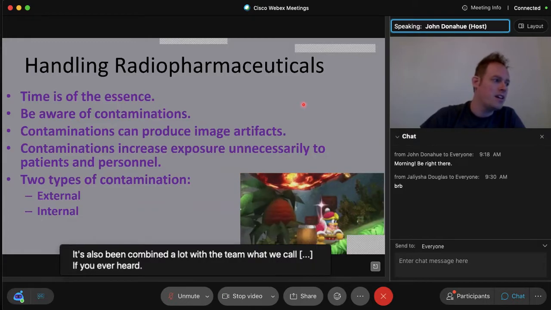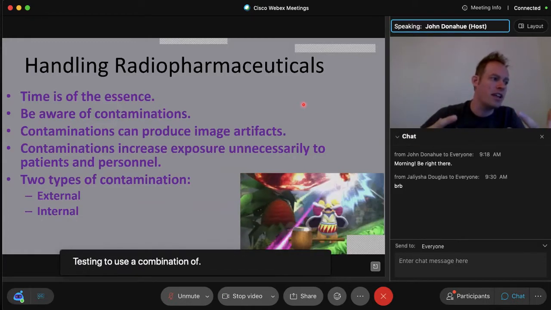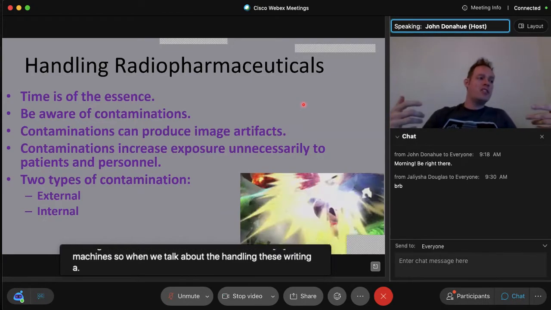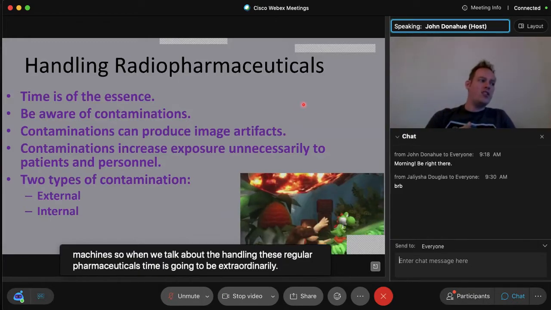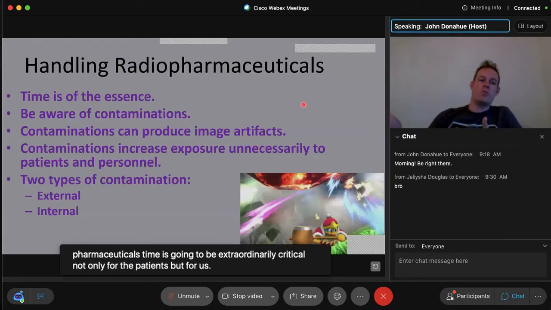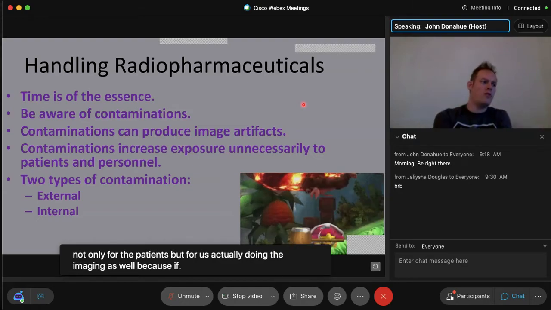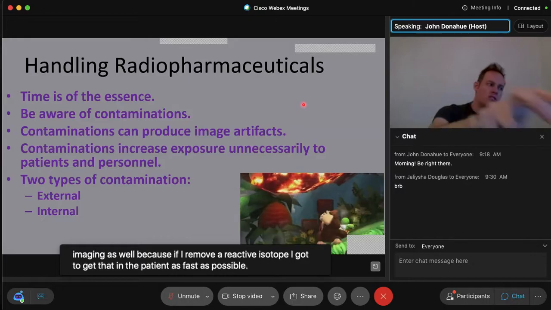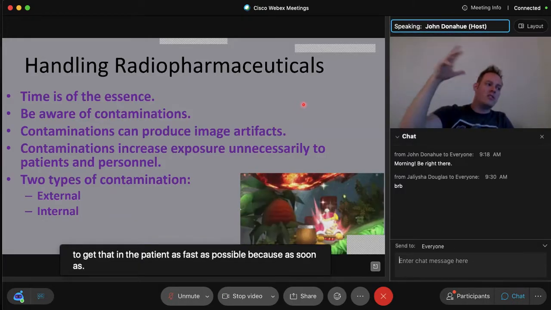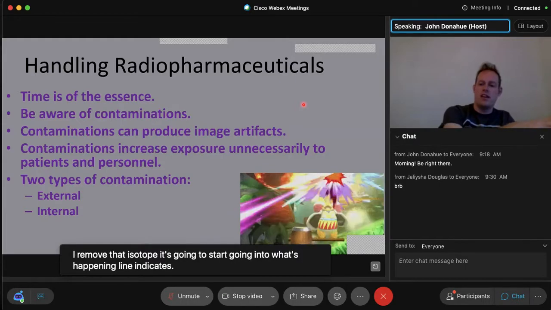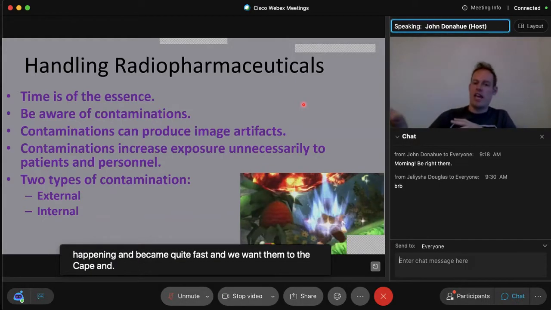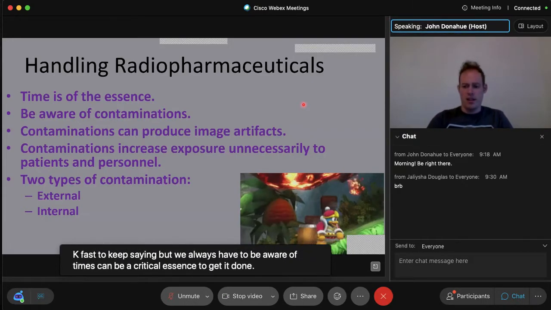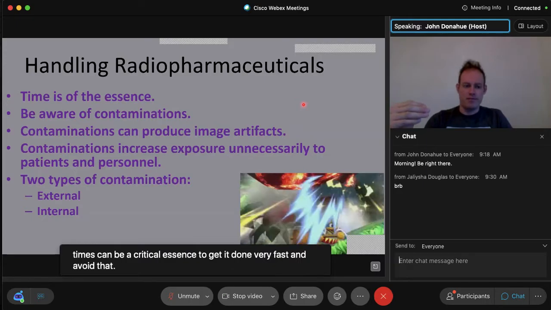Have you ever heard of PET-CT? PET-CT is a combination of nuclear medicine and CT machines. So when we talk about handling these radiopharmaceuticals, time is going to be extraordinarily critical, not only for the patients, but for us actually doing the imaging as well. Because if I remove a radioactive isotope, I've got to get that in the patient as fast as possible, because as soon as I remove that isotope, it's going to start going into its half-life and decaying quite fast. And we want them to decay fast to keep patients safe, but we always have to be aware that time is of critical essence to get it done very fast and avoid that complete radioactive decay.